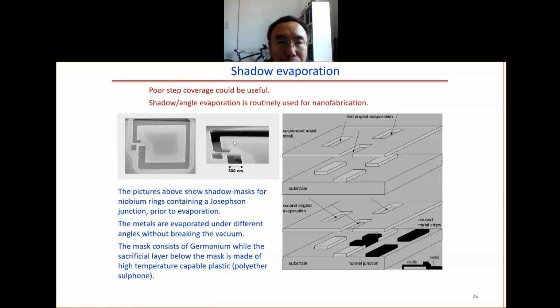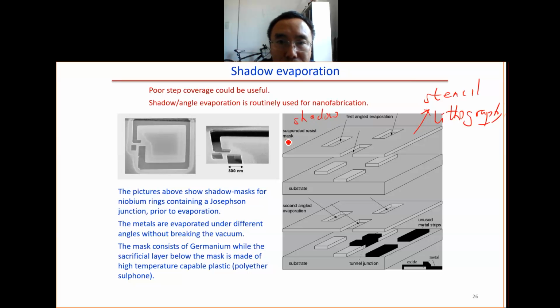The shadow evaporation, because the deposition is very directional. You can see, I will make the shadow mask. Here it's called a shadow mask, but another name for this is stencil. Some people call this stencil lithography. So we use a shadow mask.